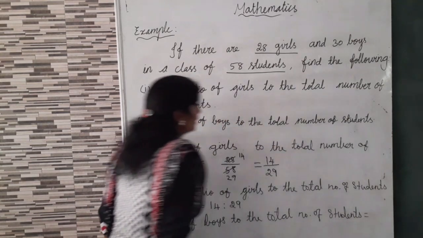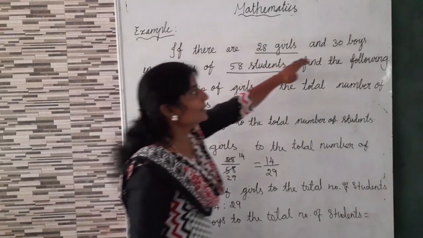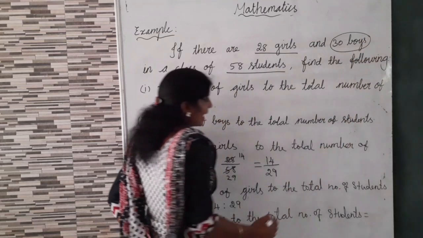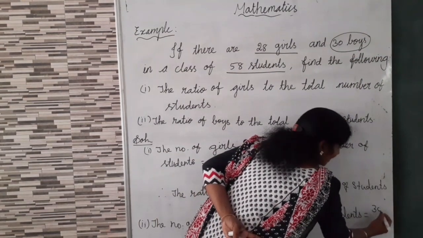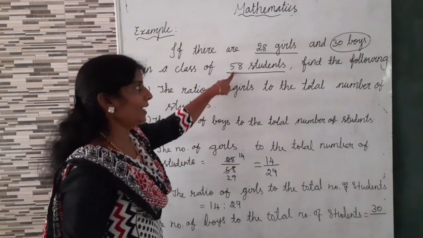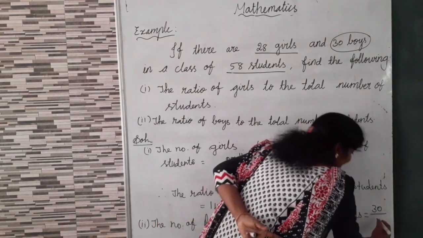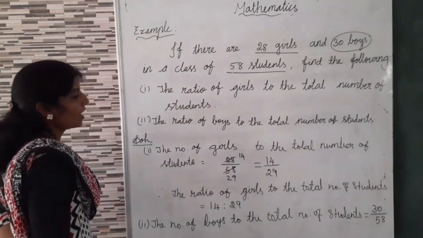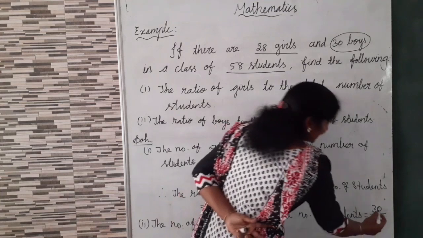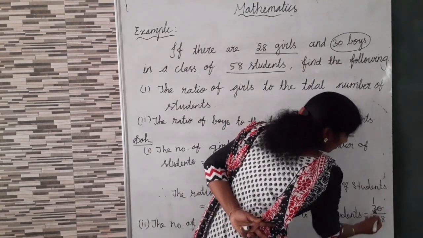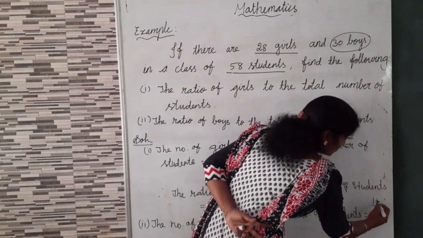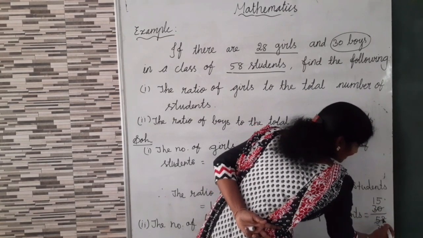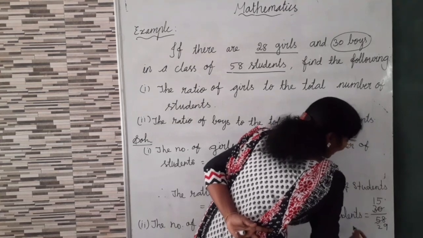Number of boys. How many boys was there? 30 boys, isn't it? So we can write 30 boys. Total number of students 58. So we can write 30 divided by 58. Now we can use 2 table and cut it. 1 2 is 2, 1 balance 10. 5 2s are 10. Then 2 2s are 4, 1 balance 18. 9 2s are 18.